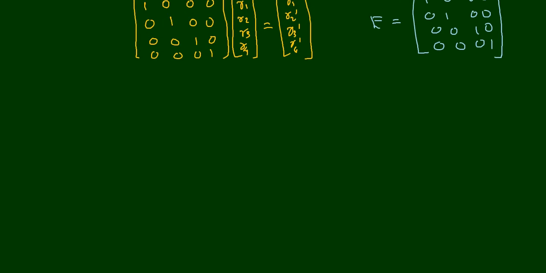So during the C3 rotation, what will happen? R1 retains its position because the rotation is about R1, right? R1 retains its position because the rotation is about R1. So R1 is equal to R1 dash. But what about R2?